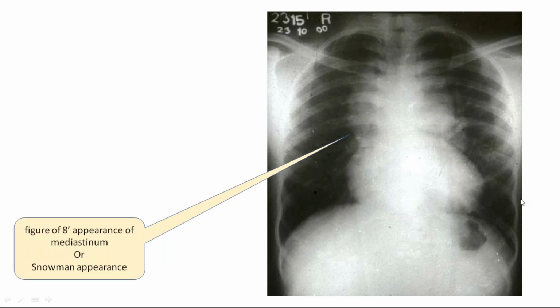This is a figure of 8. A snowman appearance is also a figure of 8, because the pulmonary vessels are reaching above the level, obstructed total anomalous pulmonary venous drainage. So, snowman appearance is typical of that.